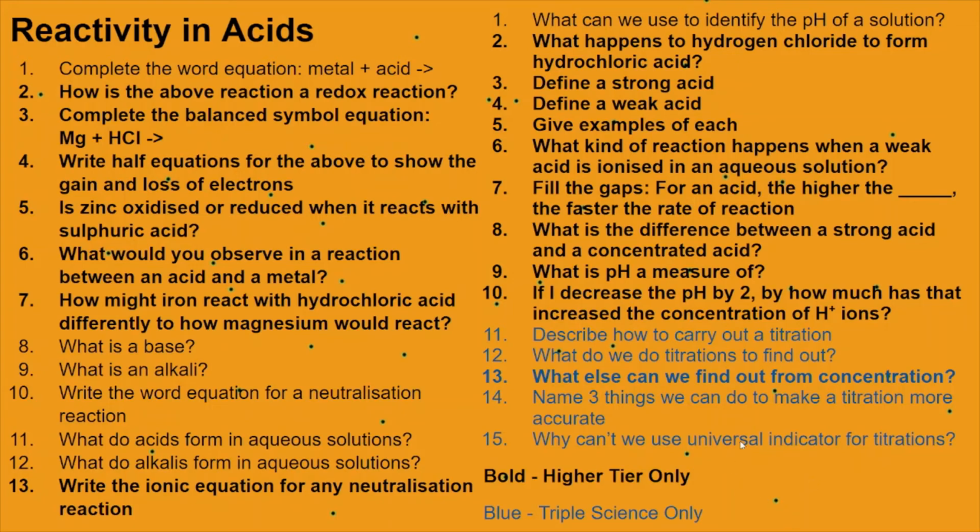So we can't use universal indicator for titrations. I briefly touched on this back up here. Universal indicator gradually changes colour because it's made up of lots of different dyes that gradually change colour. Methyl orange, the one we use for titrations, captures the sudden colour change as soon as the neutralisation has happened. It changes colour, and you should know that methyl orange is red in acids and yellow in alkali.